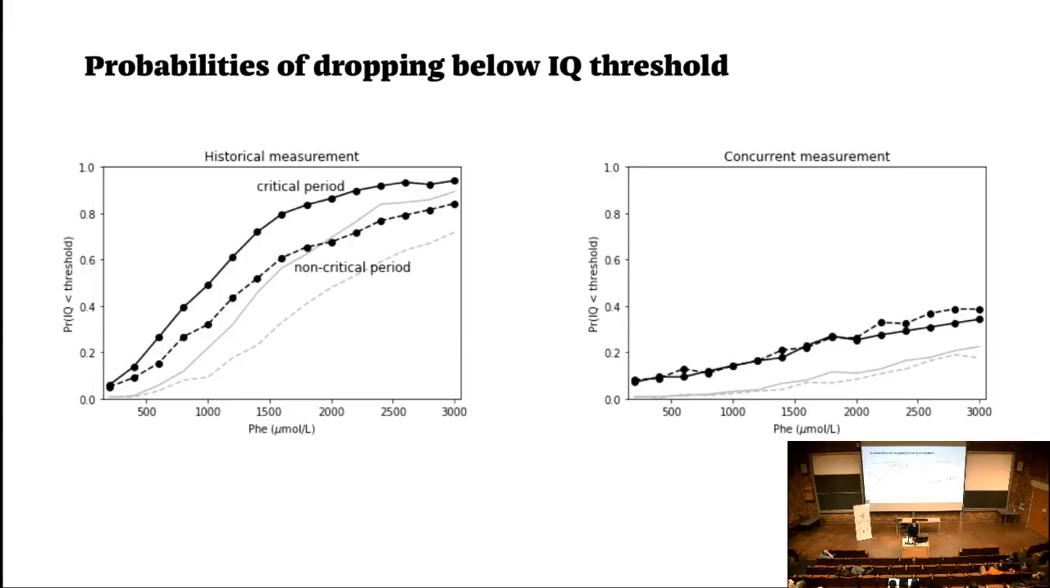And the points on the line correspond to the integral of the posterior predictive distribution of the IQ up to a score of 85. So you don't see error bars on this, but it includes the uncertainty because we've integrated over that posterior distribution. So these are probabilities of dropping below 85. So now this can be used as a decision support tool, right?